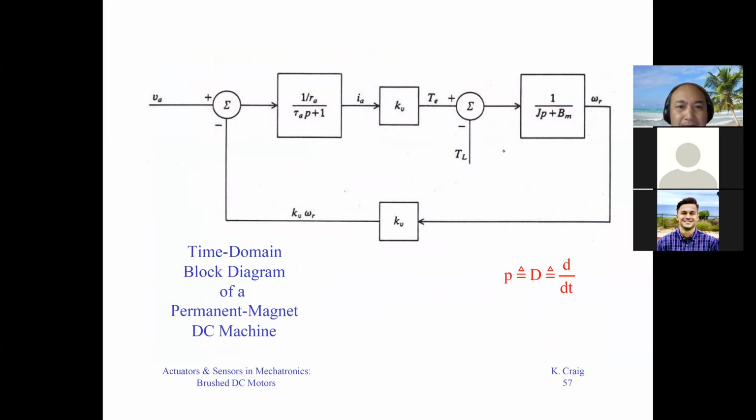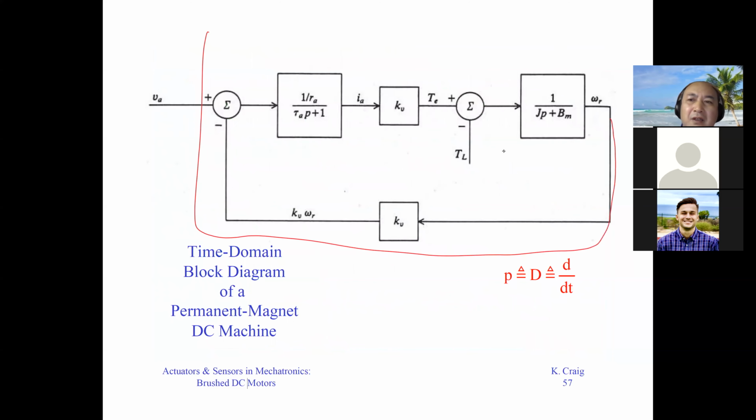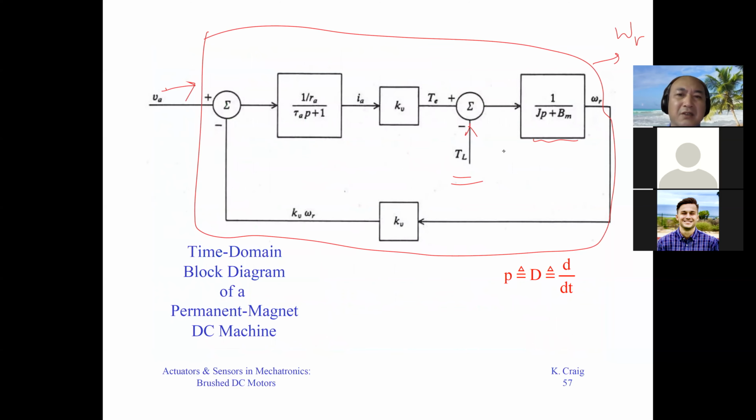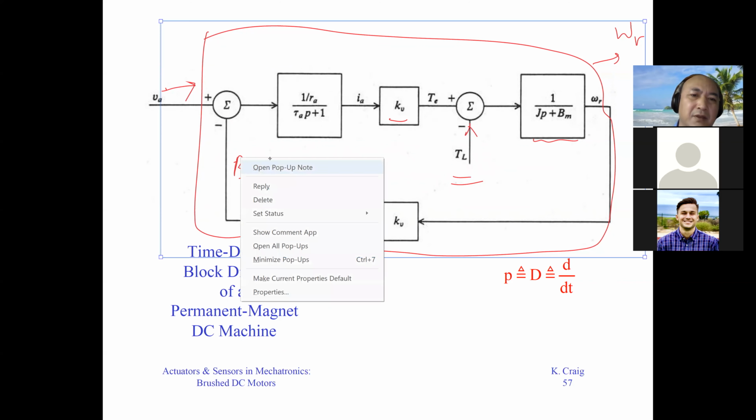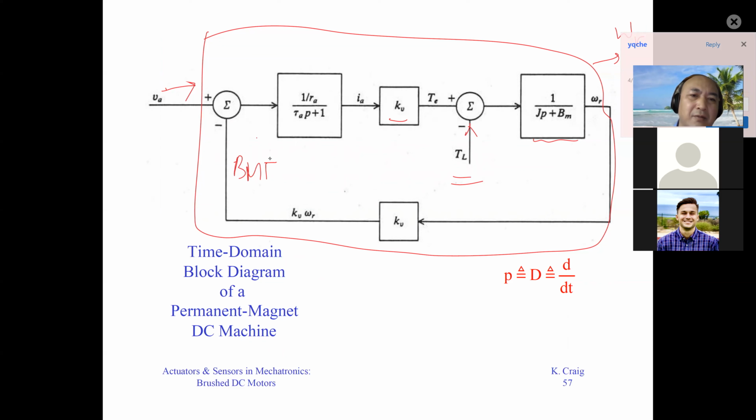So let's see what we have. I told you what we care is VA in, omega R out. So this is a load as an external torque, and this KV is the constant. So you also have KV here, this is the back EMF. Back EMF, then put it here.